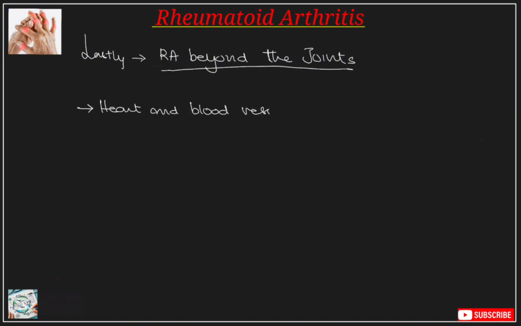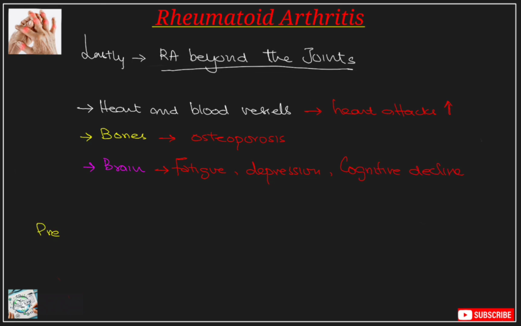The heart and the blood vessels suffer, leading to early atherosclerosis and increased risk of MI. The bones become fragile due to chronic inflammation, leading to osteoporosis. And the brain is also affected, contributing to fatigue, depression, and cognitive decline. So, in reality, the RA isn't just about swollen joints. It's a systemic inflammatory disorder with widespread consequences. But the more we understand about its pathogenesis, the better we can develop targeted therapies to fight back.